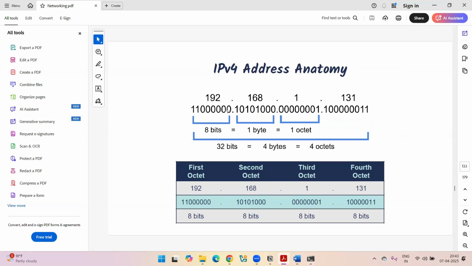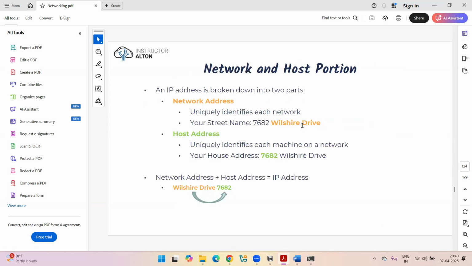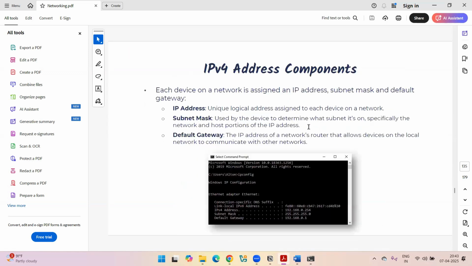ఆక్టెట్ అని చెప్పాను కదా, ఇది ఆక్టెట్. Every octet will have 8 bits, divided by 3 dots. IPv4 మనం ఇట్లా చెక్ చేసుకుంటాం.